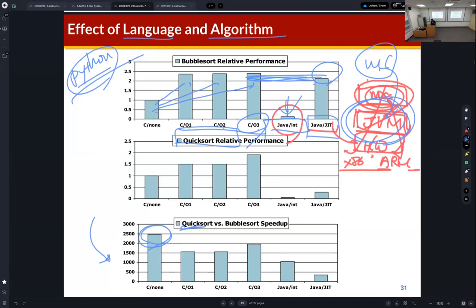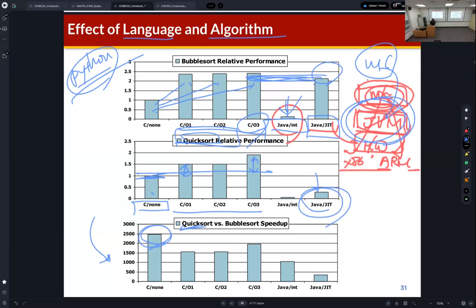But what is interesting is that if we use quicksort and then apply different optimization levels, the difference is reduced, so the difference from the non-optimized version is smaller. So if the algorithm is changed, then the compiler optimization technique can influence the level of improvement differently. And then the interesting thing: for the quicksort algorithm, if we use the Java just-in-time compiler, the performance is lower than the non-optimized version of the C code. It's very interesting.